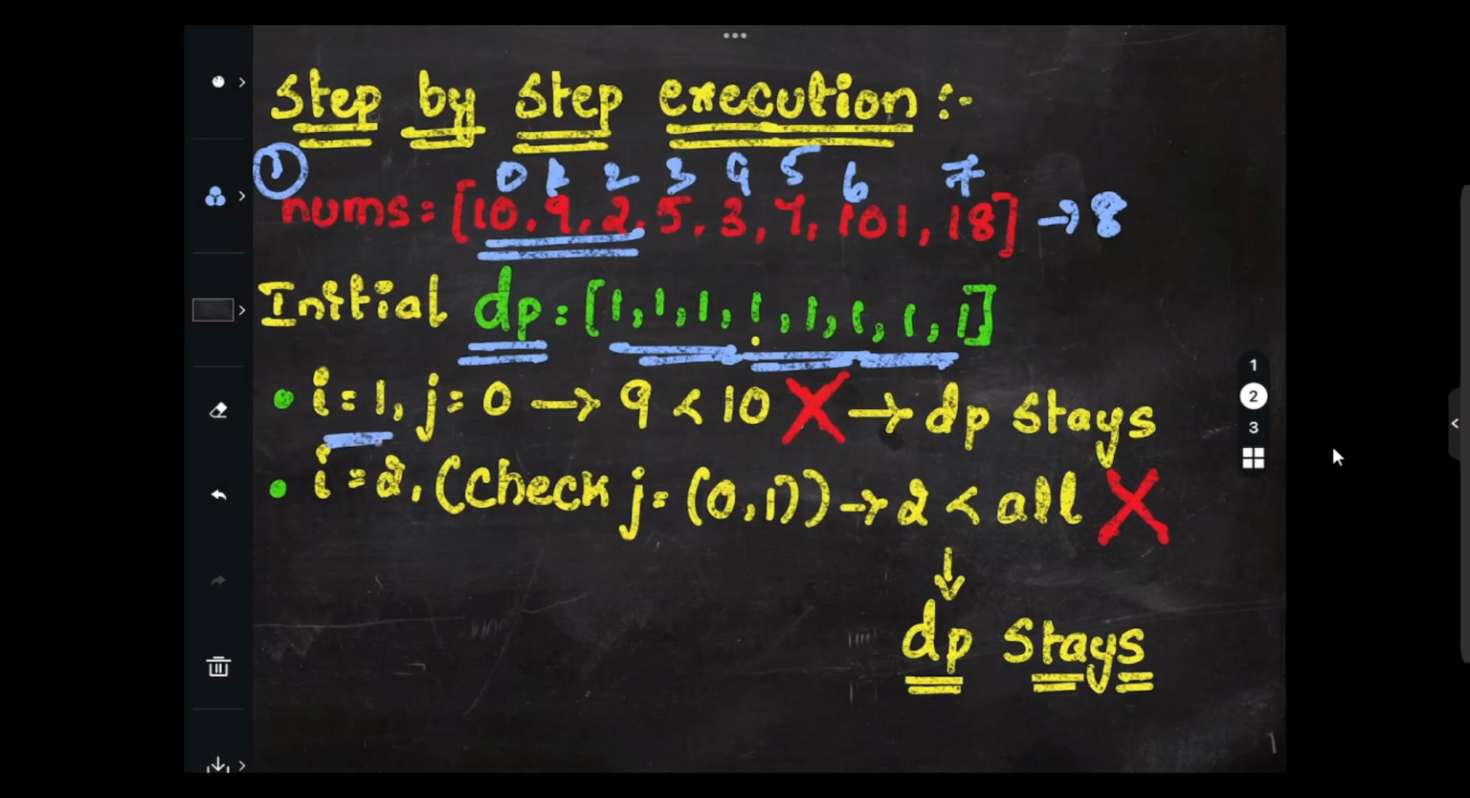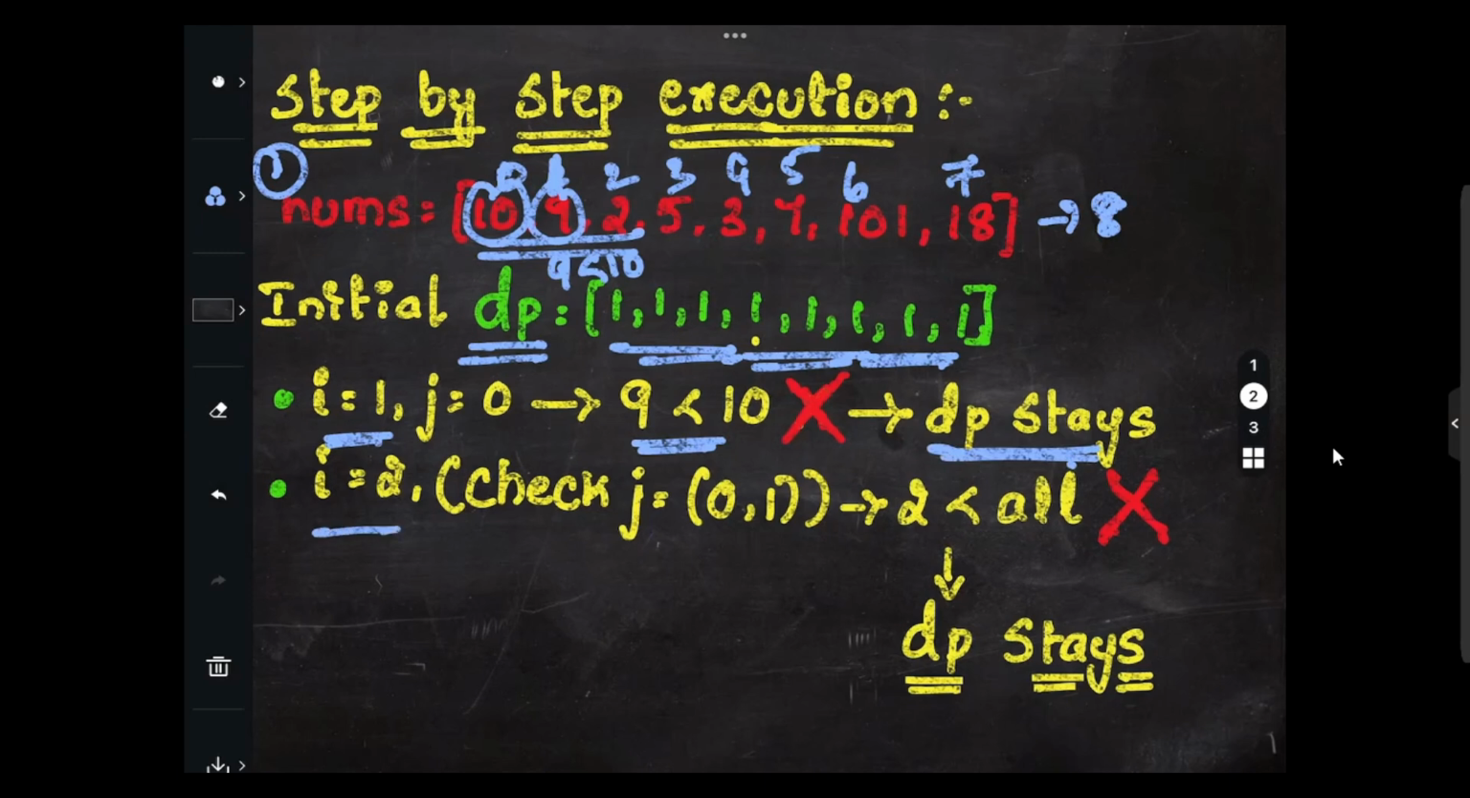So when i equals 1, j equals 0 iteration. In this case, 9 less than 10. i equals 1 means this index I'm speaking of. 9 less than 10, right here. j equals 0 means the 0th index value we are considering, 10. 9 less than 10, this one. So here in this case, this fails and DP stays, right?